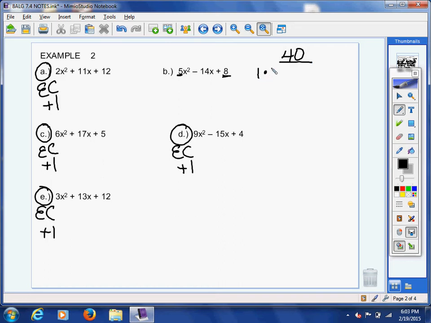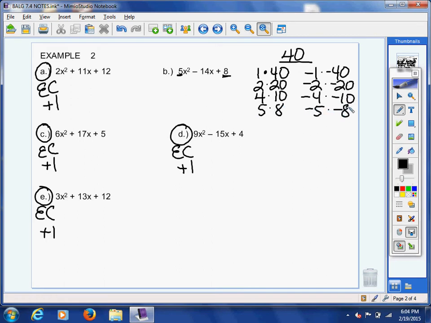So we've got 1 times 40, negative 1 times negative 40. 2 times 20, negative 2 times negative 20. 3 doesn't work. 4 times 10, negative 4 times negative 10. 5 times 8, negative 5 times negative 8. 6 doesn't work, 7 doesn't work, and we're back to 8 again. We are repeating now. Guys, only one of those adds up to be negative 14. And hopefully you are looking at this set right here. Negative 4 plus negative 10, there's your negative 14.